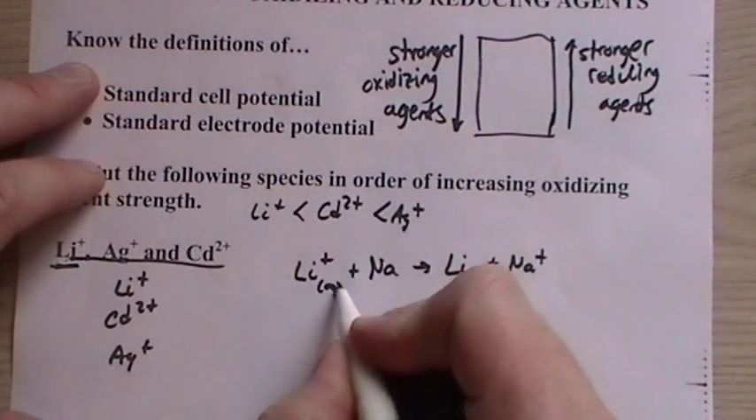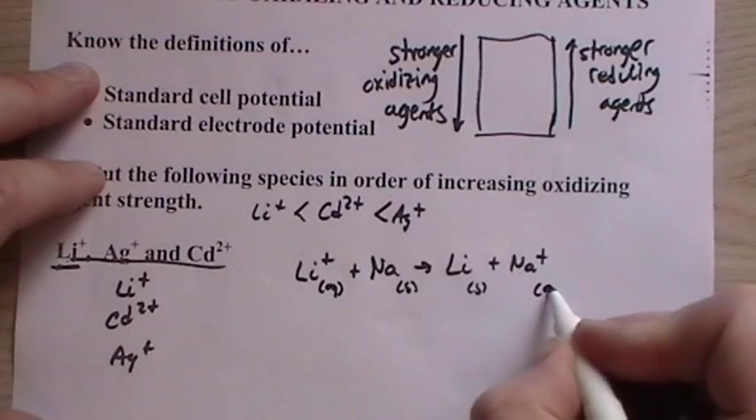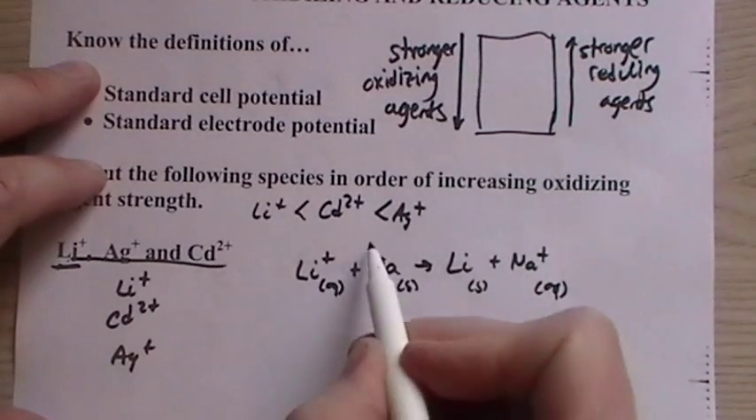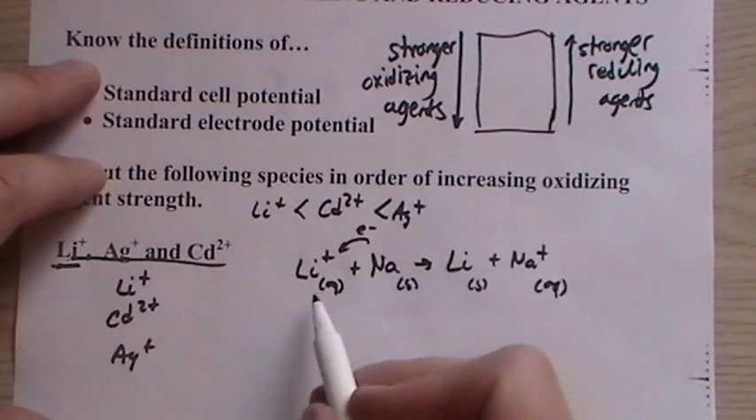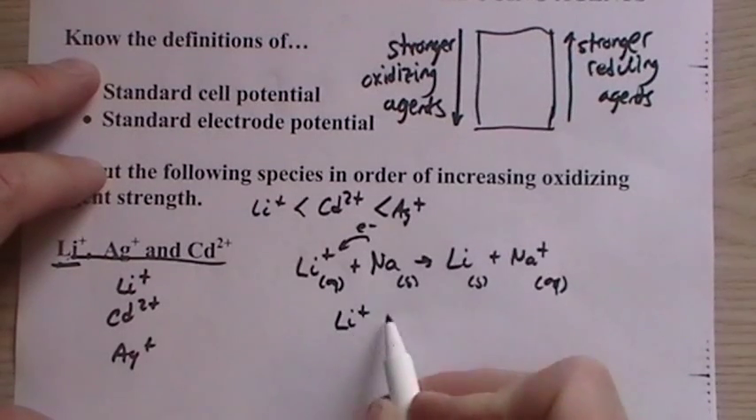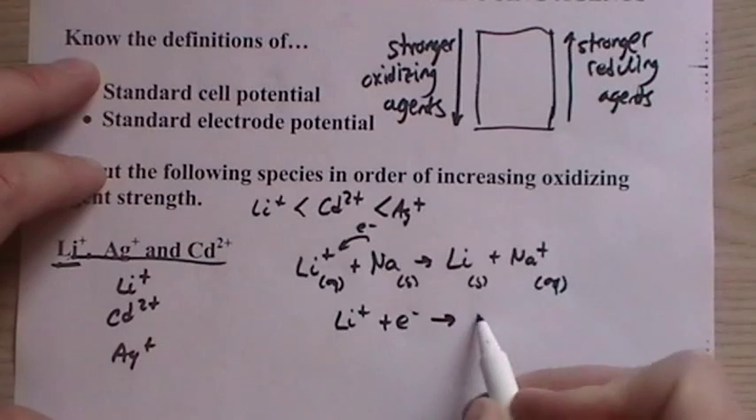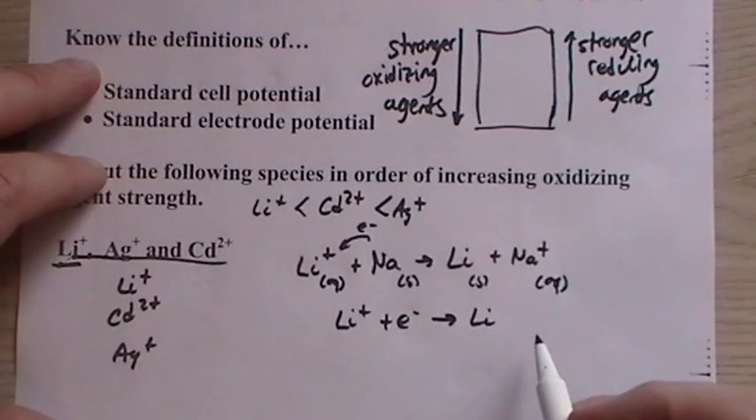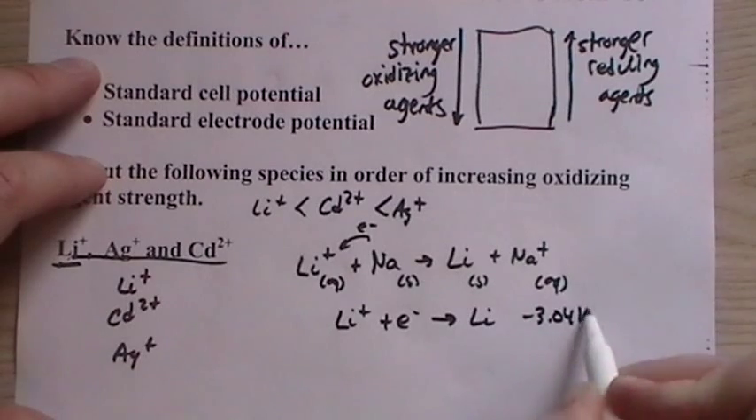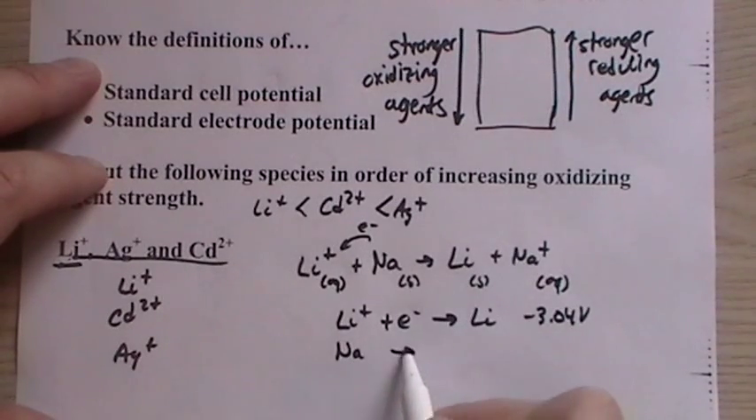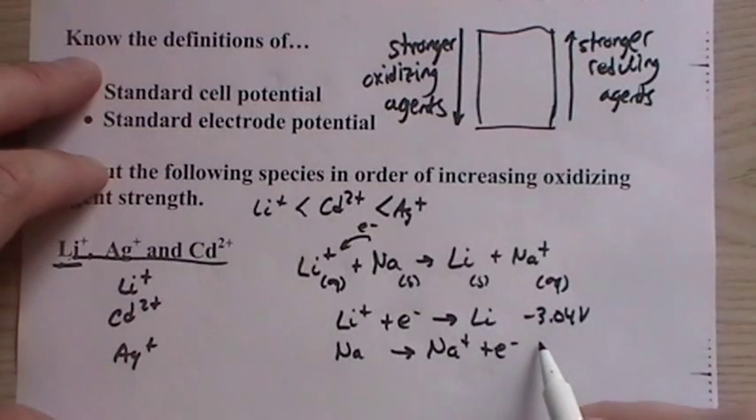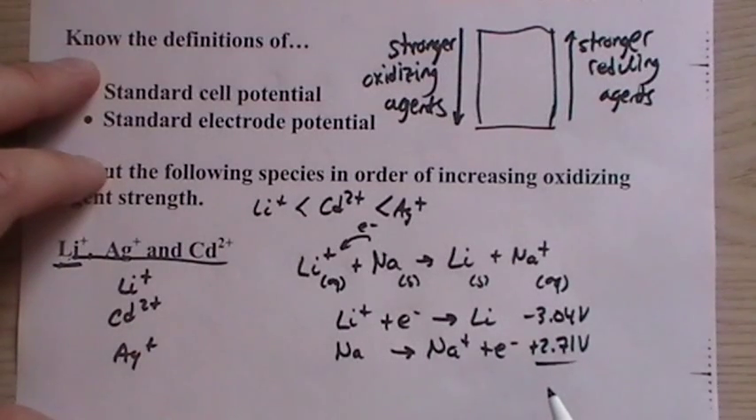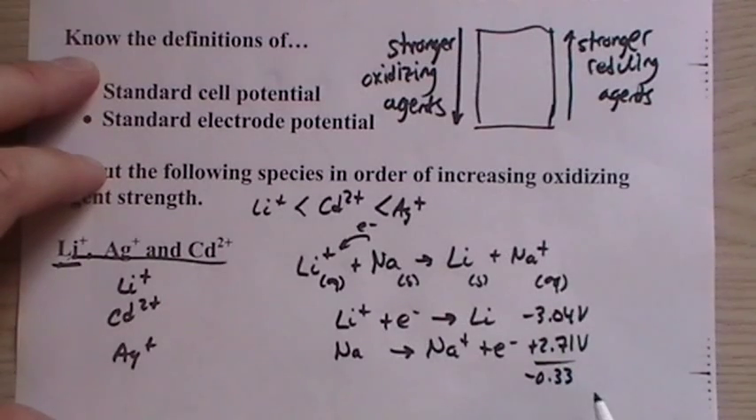And this is aqueous, solid, solid, aqueous. What's happened here is the lithium plus has stolen an electron away, creating sodium plus and reducing itself, so it is definitely an oxidizer. I'm not going to put all the phases in here. This is minus 3.04. And then the sodium is oxidized by the oxidizing agent, so we flip its number around and it becomes plus 2.71. And then this is minus 0.33 volts.